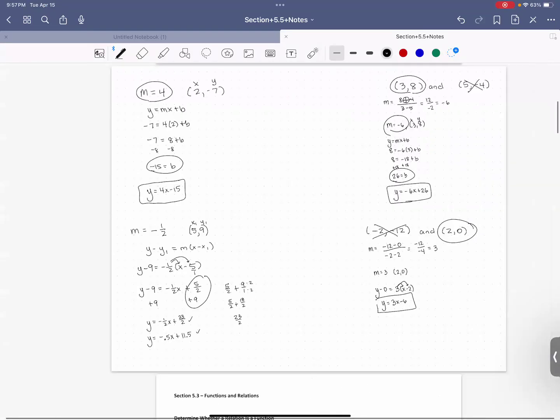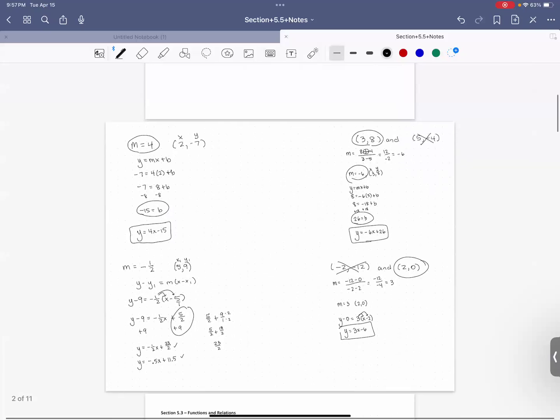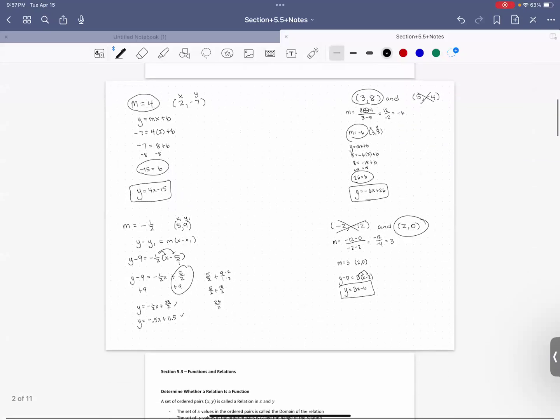So that's what we did in 5.5. We were just practicing finding the equation of the line given either the slope and a point or 2 points. Please let me know if you have any questions about that.